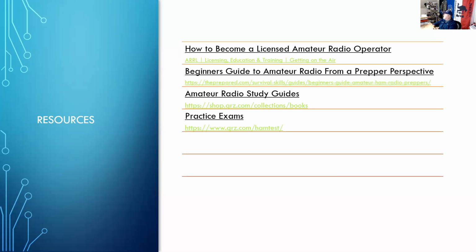And I'm sorry about that color there. I couldn't get that green to change, but that first link is how to become a licensed amateur radio operator. So far, I've just been telling you guy from guy. Well, how to become a licensed amateur radio operator from the Amateur Radio Relay League. That'll explain to you everything you need to know.